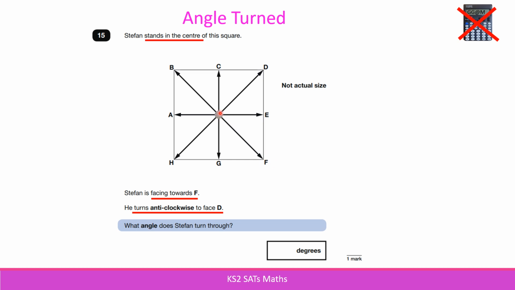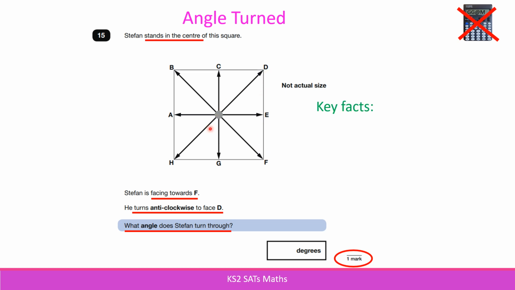He turns anti-clockwise to face D, which is the corner up here in the top right. And you've got to find out what angle Stefan turns through. You've got to write your answer in the box here to say how many degrees. So the angle is measured in degrees. And this will give you 1 mark in the exam. So you've got to work out how far it is from F all the way round to D. If you're stood in the middle, imagine standing at the front, turning through that angle. What is the angle between F and D?